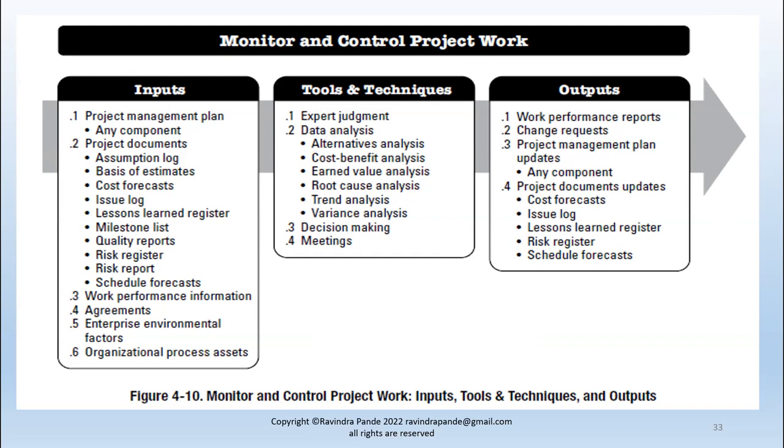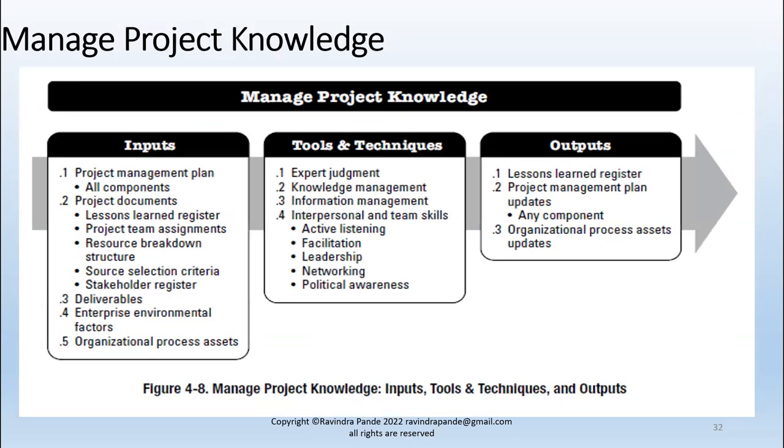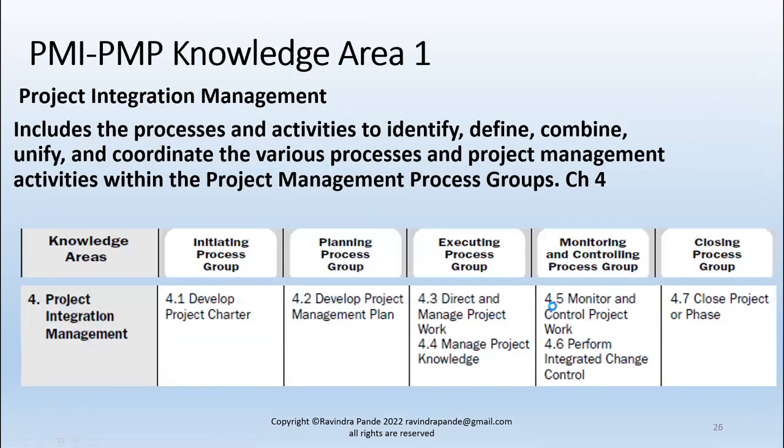Okay, monitor and control project work is the first process in our monitoring and controlling process group. So this is where I normally monitor and control my project execution. In the project integration management knowledge area, I have two processes in the monitoring and controlling process group, called monitor and control project work and perform integrated change control. Okay, so monitor and control project work basically directs me or guides me to monitor and control project work.